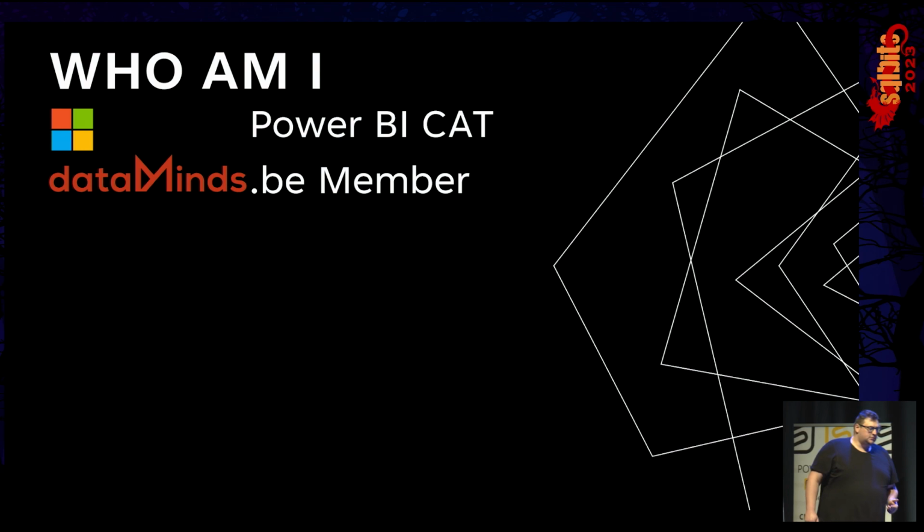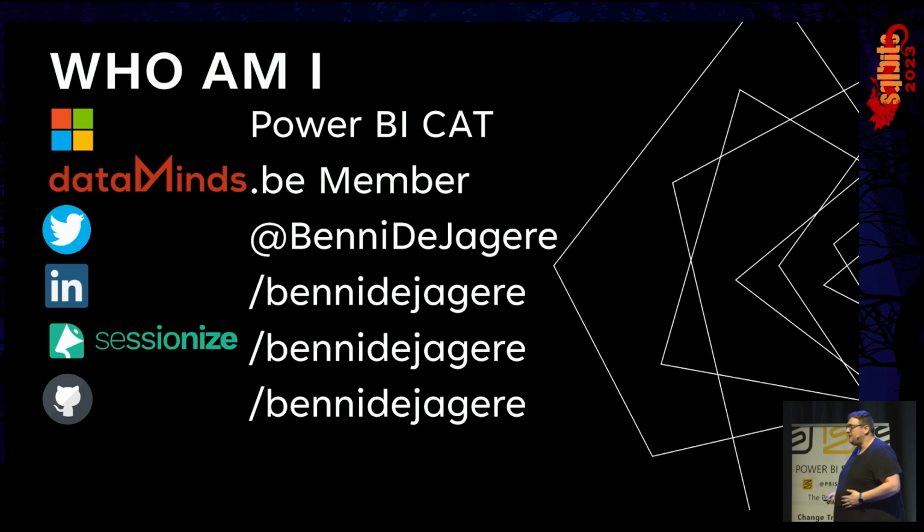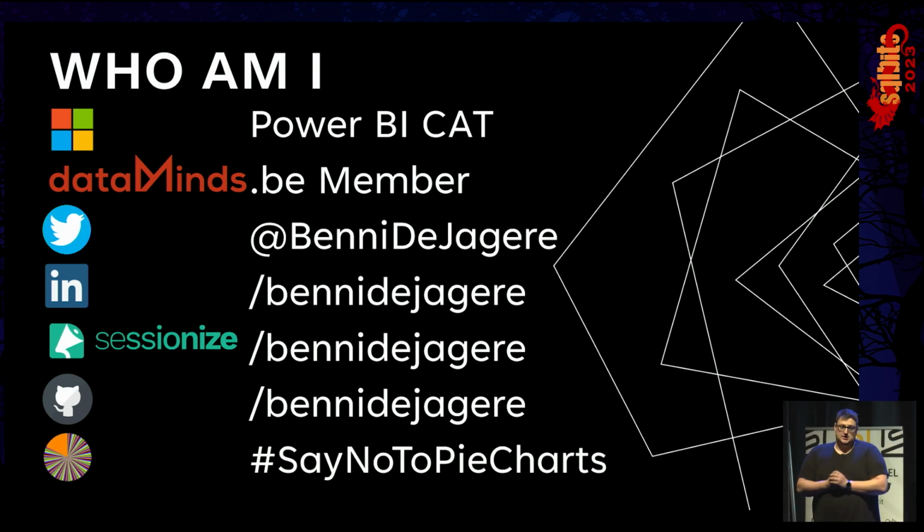I help run a user group called datamines.be. It's the Belgian version. We put on a conference, user group sessions, bringing people together that want to talk data, in essence. If you want to find me afterwards, I always use the same handle. If you know how to spell my name, you will be able to find me. Most of the occasions, if you do the first name correctly, with the I instead of the epsilon, that'll make it very easy for you to find me. I'm also not overly fond of pie charts. I'll just put that out there.